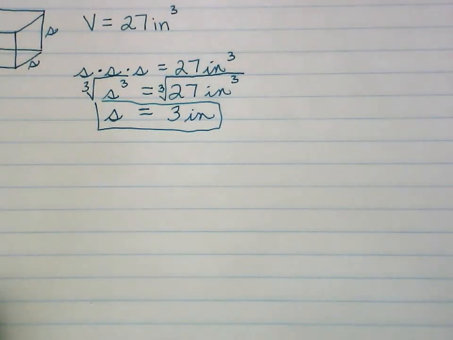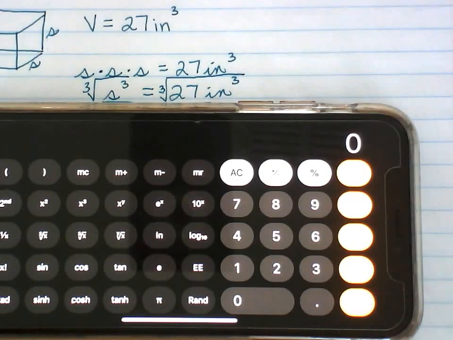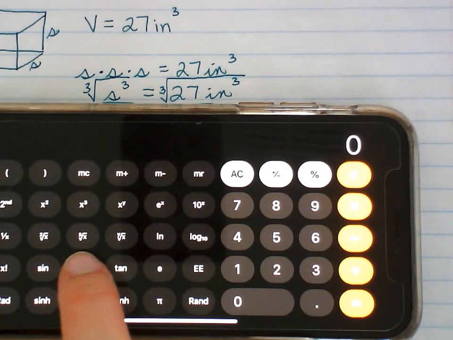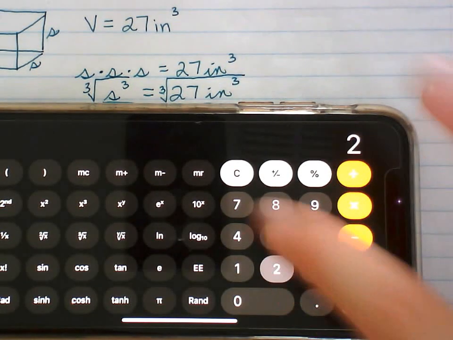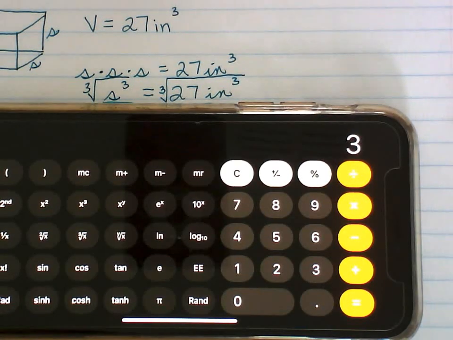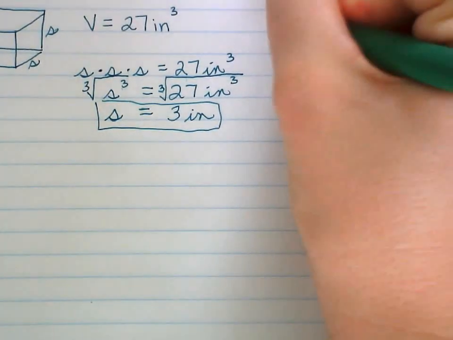Now, if you're on your phone calculator, let me pull mine up. Okay, so you have to turn it sideways again. And then it's that button right there that has the little 3 out front. So 27, and then you push it, 3. Alright, so let's do one more like that.